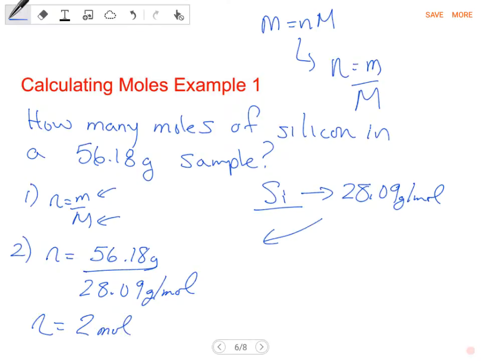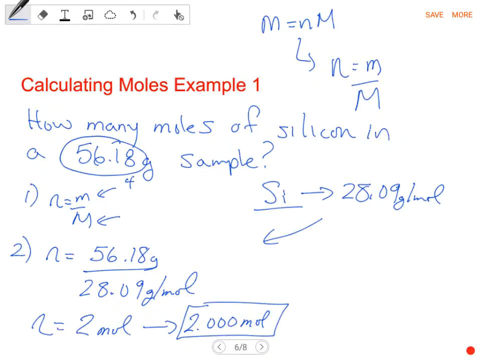Now, but is that right though? If you look at your question, you have 4 significant digits, which means we must have 4 significant digits. 2.000 moles. Okay, there you go.